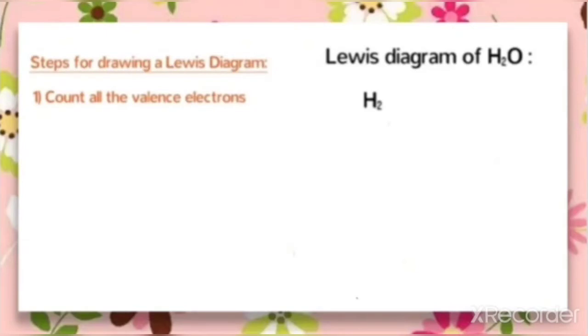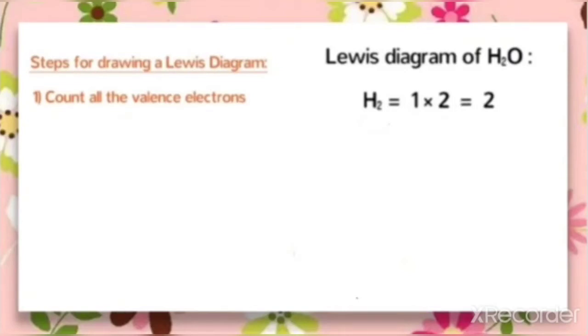As we know, a water molecule has two hydrogen atoms and one oxygen atom. The first method is to count all the valence electrons present. The valence electron for a hydrogen atom is 1. Because there are two hydrogen atoms, the number of valence electrons is 1 into 2, that is equal to 2.